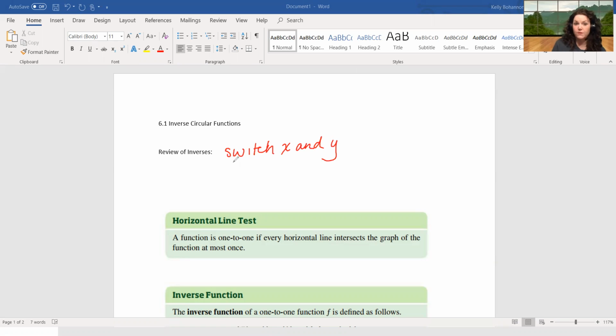In order for something to be a function, remember it passes the vertical line test. Now, all functions have inverses, but the function is only considered a one-to-one function if the inverse of the function is also a function. So a couple of quick reminders.